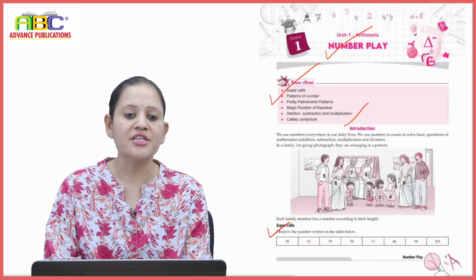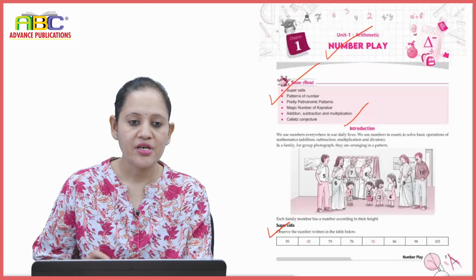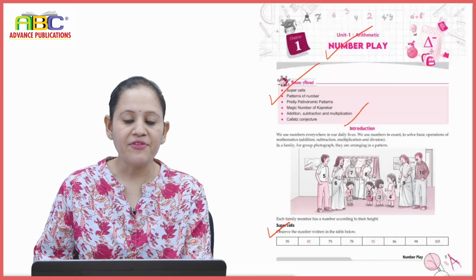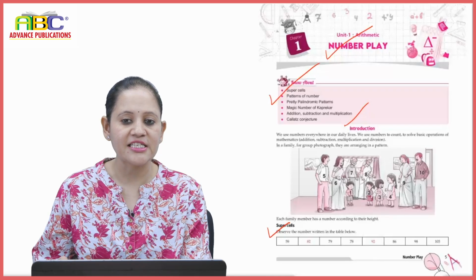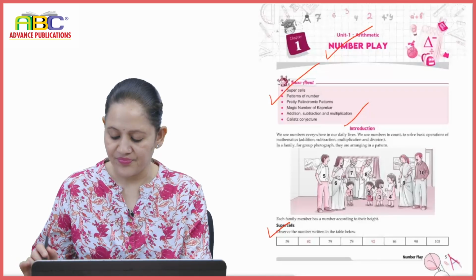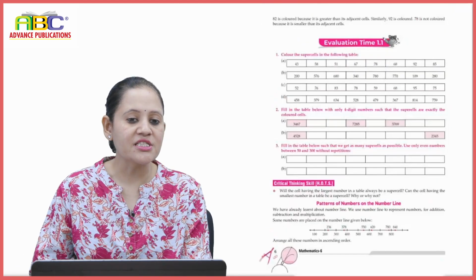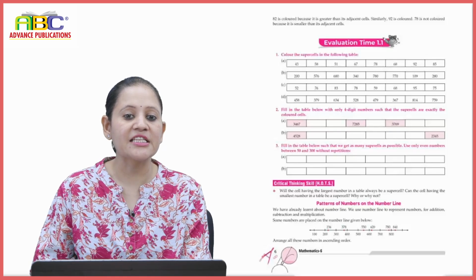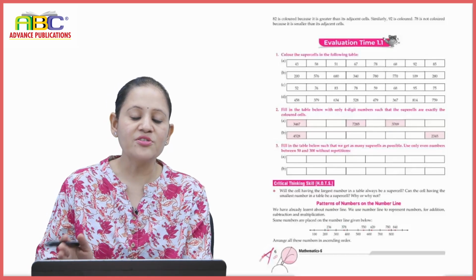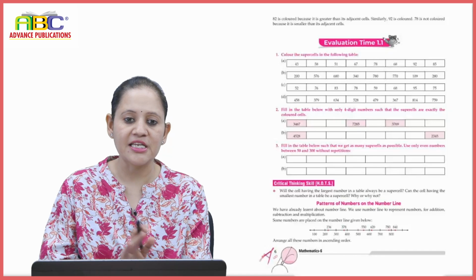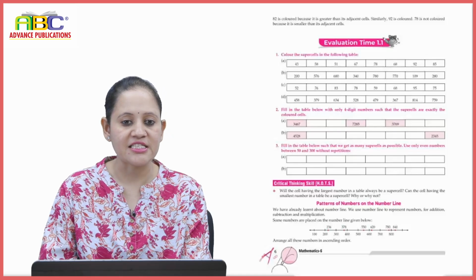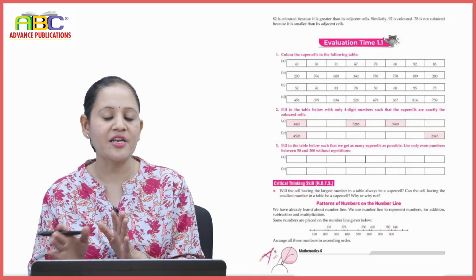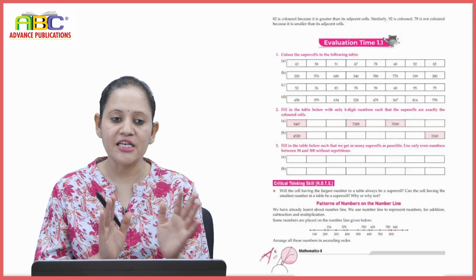Observe the numbers written in the table below. So here you can see 59, 82, 79, 78, 92, 86, 98, 105. 82 is colored because it is greater than its adjacent cells. Similarly 92 is colored. 72 is not colored because it is smaller than its adjacent cell.